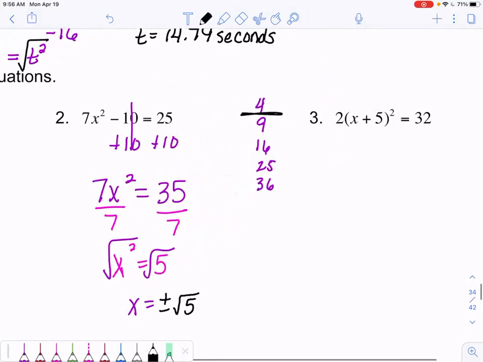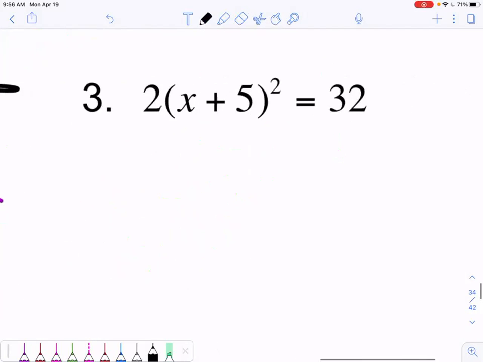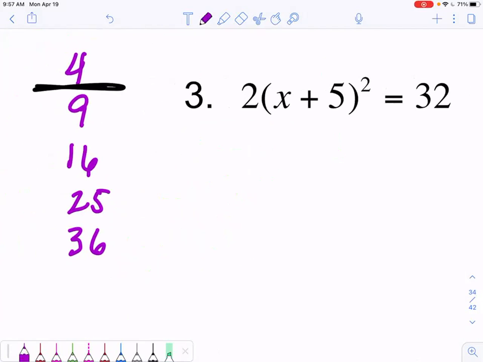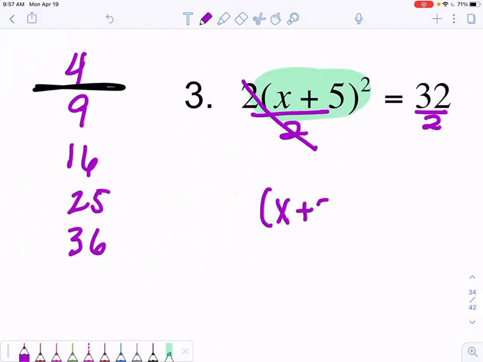All right, last one. Michael, what would you do to solve number 3? Yeah, so in this problem, we have parentheses, and we're going to get those parentheses by themselves by dividing by 2. So that cancels, but you still have x plus 5 squared. Michael, what is 32 divided by 2? 16. All right.